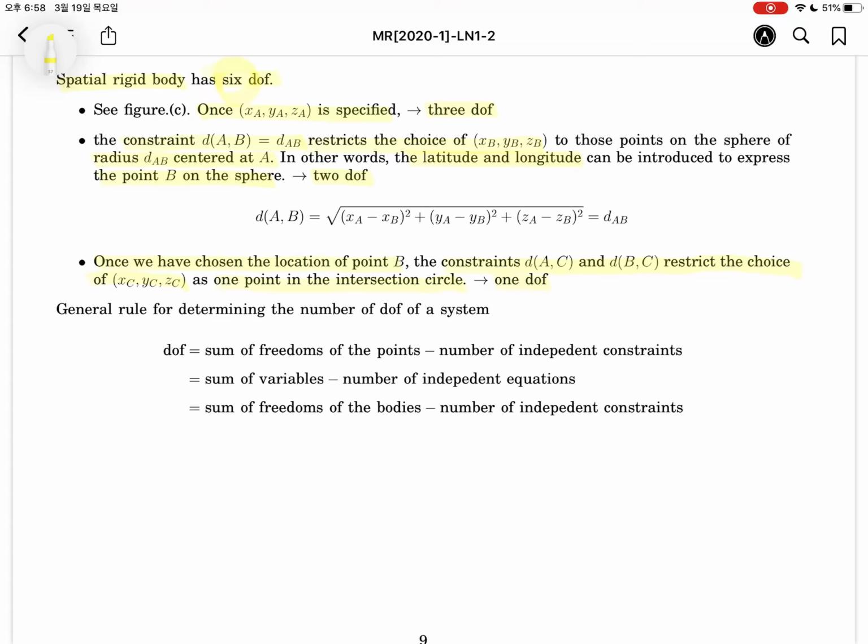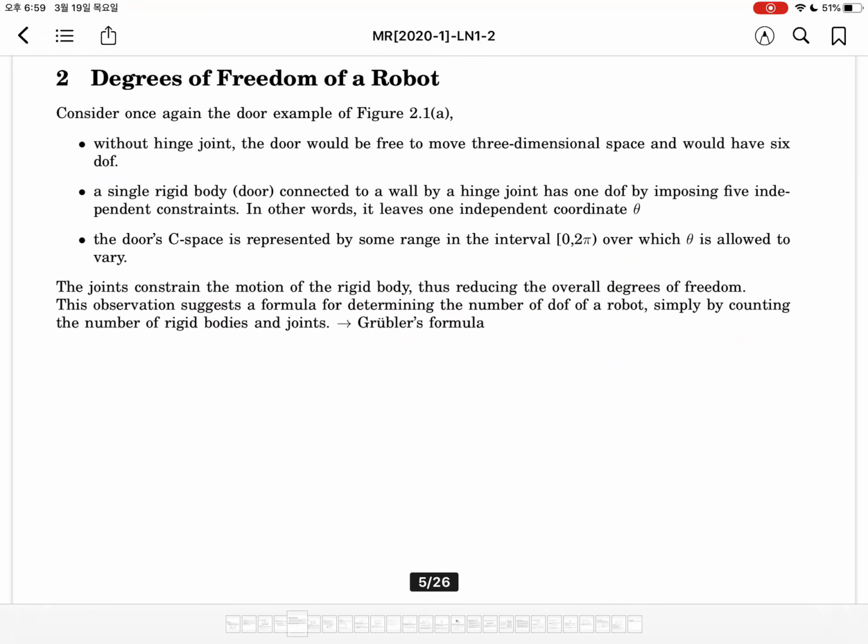The general rule for determining the number of degrees of freedom of the system is the sum of the freedoms of the points minus the number of independent constraints. We have talked about this formula. It can be interpreted as the second equation: the sum of the variables minus the sum of the independent equations is the same as the sum of the freedoms of the bodies minus the number of independent constraints. Like this, we can calculate the degrees of freedom.